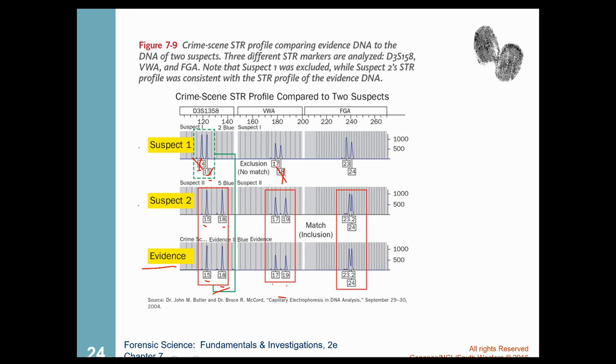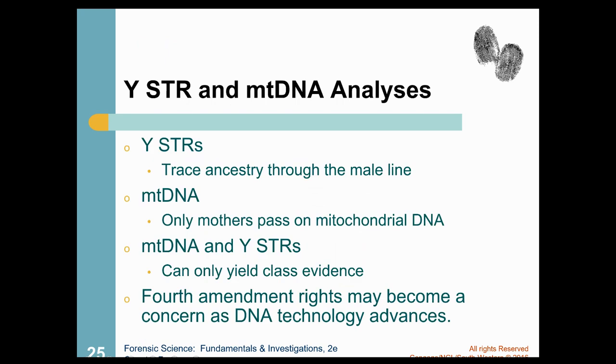And now here we have a 23 and a 24. And here I have a 23 and a 24. So both of these are present, but not these. So suspect 1 is excluded. Now if we look at suspect 2 versus our evidence, we have here an exact match, including the height of the peaks.